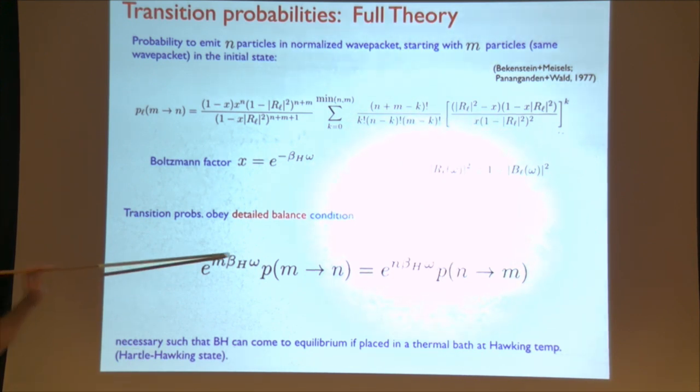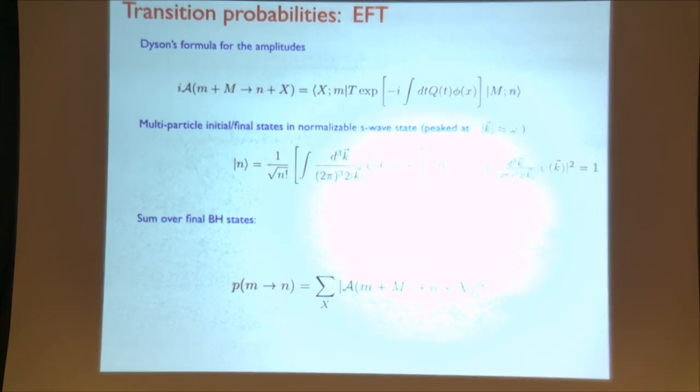It also, as it should, obeys a detailed balance condition. This is all in the Unruh state, by the way, that this part of the calculation only allows us to probe the Unruh state. But the detailed balance just accounts for the fact that if you were to put the black hole in a thermal bath at the Hawking temperature, it needs to come to equilibrium. So that's what that constraint encodes.